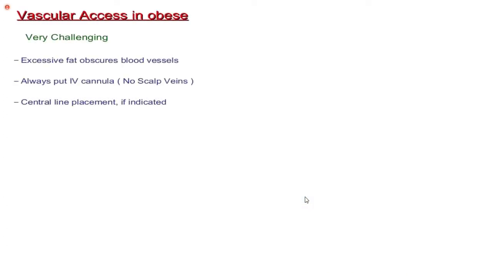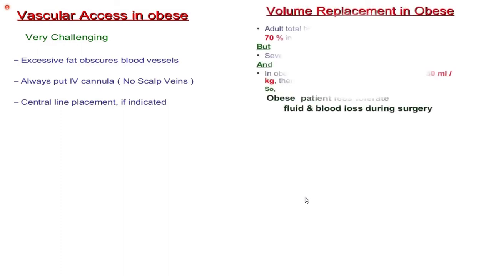Vascular access may be a challenge in obese patients, so you have to use a good cannula. Sometimes it may require a central line because of non-availability of a peripheral line, and that should always be done with ultrasound guidance.